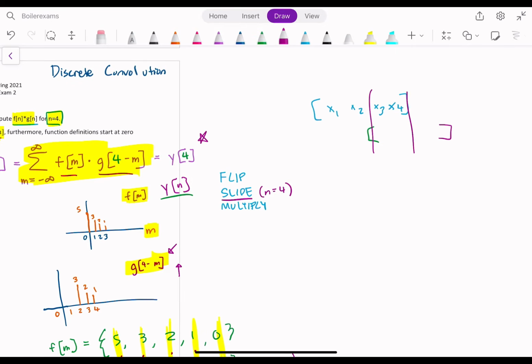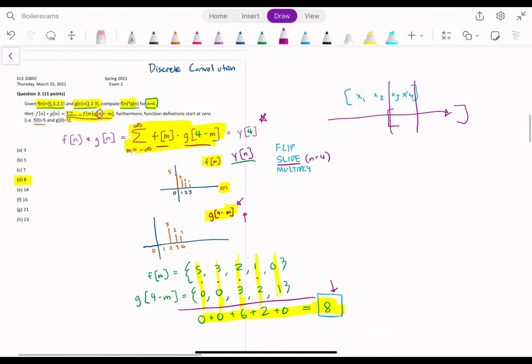Then you take the multiplication of those overlapping values and sum them. And you do it one more time, while they're still overlapped: you take the multiplication of those, and there's only one value there. You continuously slide this function g down the tau axis, and you multiply as you go about it. In this case, we just set it at a specific value where n is equal to 4, so we just took the summation of those overlapping values of multiplication. And so that's what discrete convolution is.